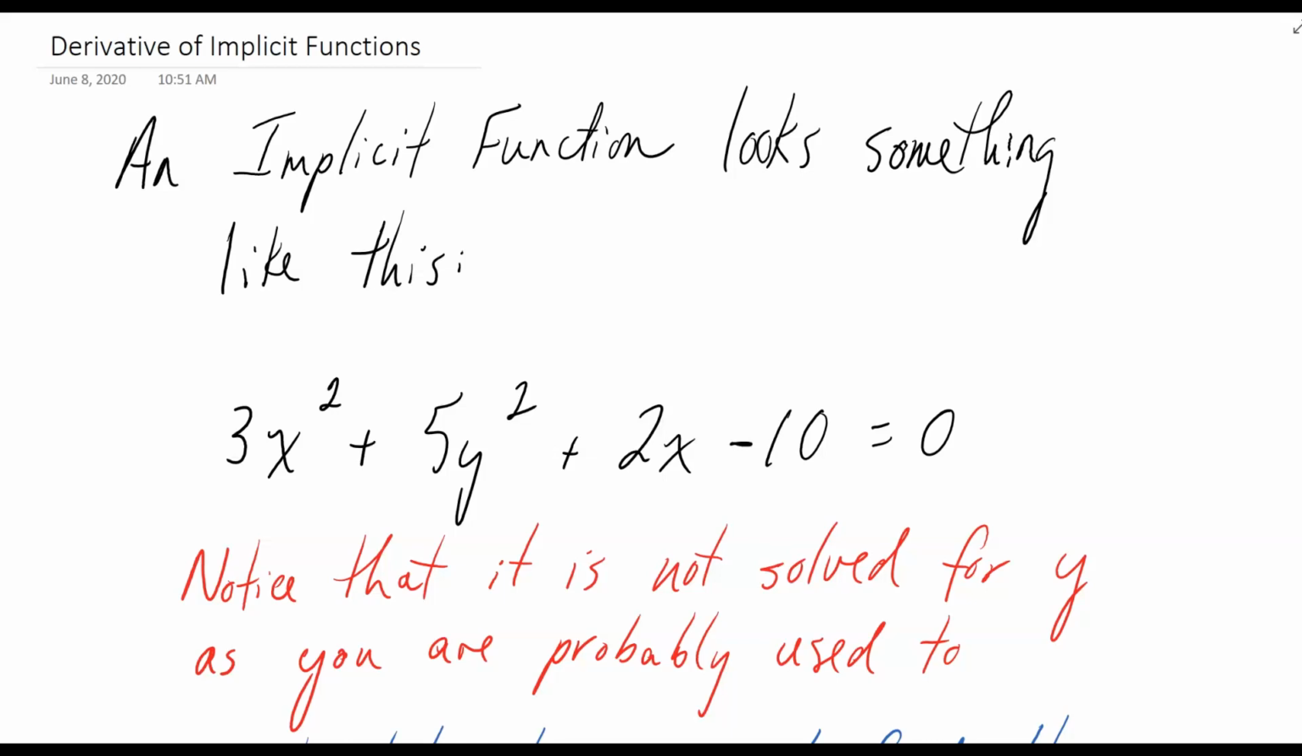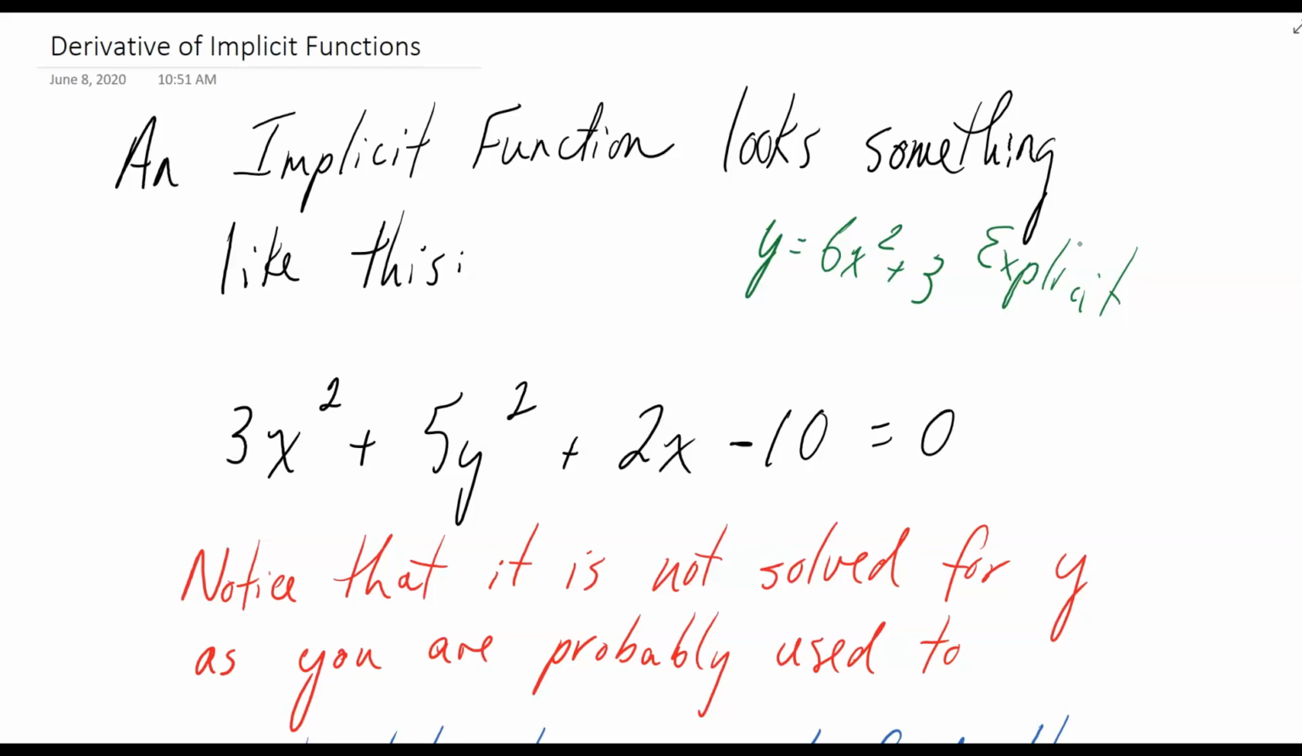But notice that this function is not solved for y, as you're probably used to. You're probably used to seeing things like y equals 6x squared plus 3, right? This is an explicit function, explicitly solved for y. And we have found ways of finding the derivative of those so far.